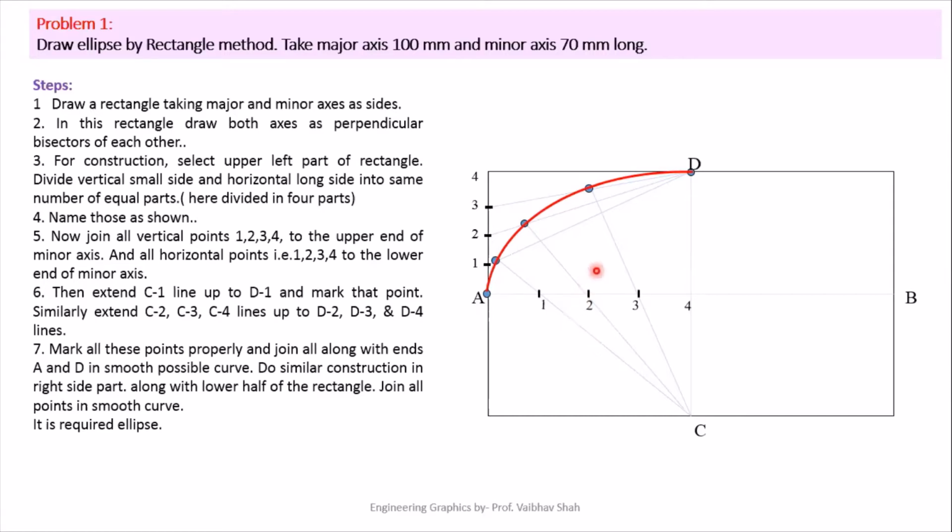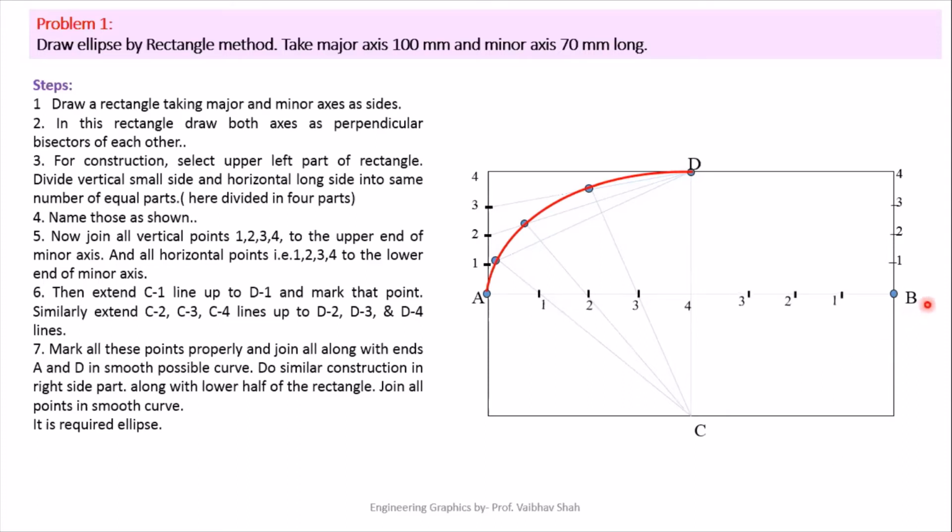Now we'll be repeating this procedure in this rectangle. So I will be dividing this horizontal portion into 4 equal parts, because we have divided this portion into 4 equal parts. Similarly, we will divide this vertical portion also into 4 equal parts. So let us do the procedure. We'll be dividing this vertical portion first into 4 equal parts, then we'll be dividing this horizontal portion into 4 equal parts.